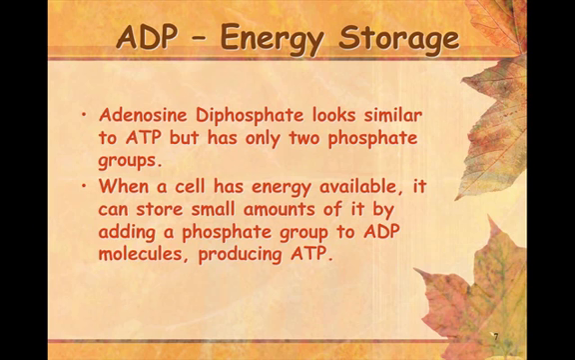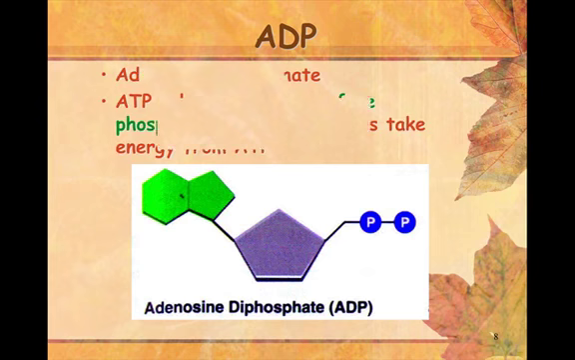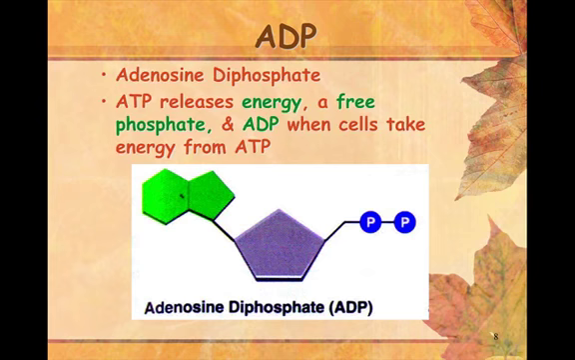So what does an ADP molecule look like? Adenosine diphosphate has, once again, just 2 phosphate groups. It still has the adenine, which is here, and it still has the ribose sugar, which is here, but there are only 2 phosphate groups present.